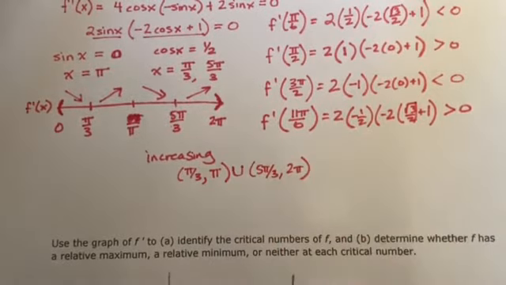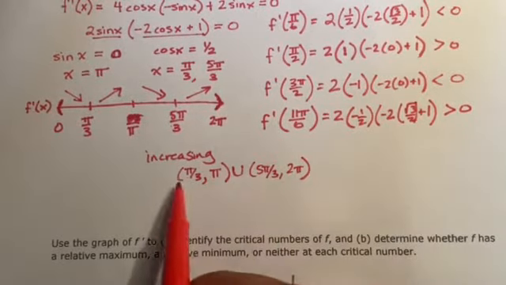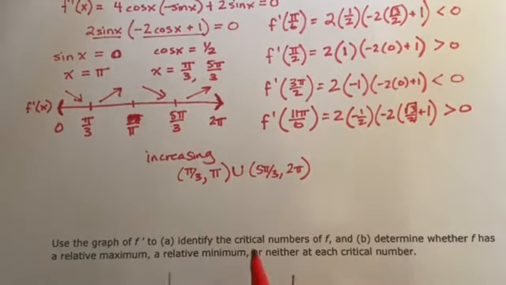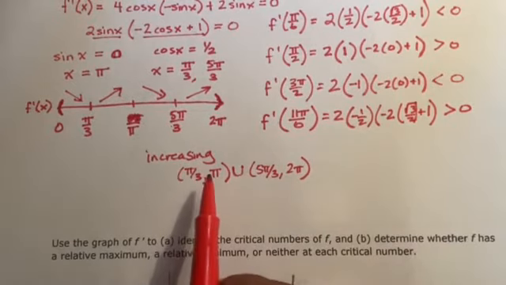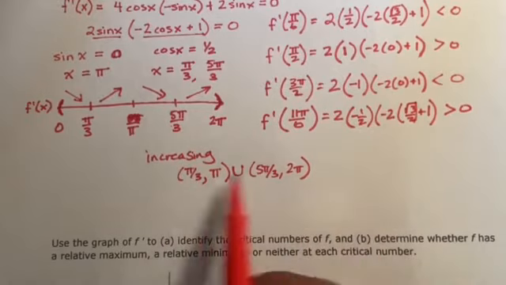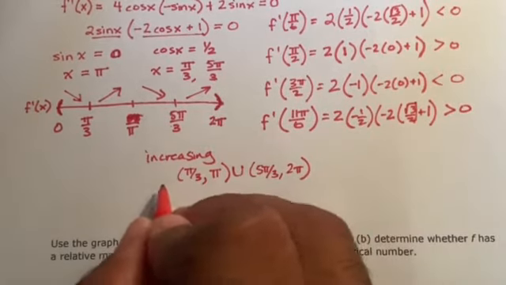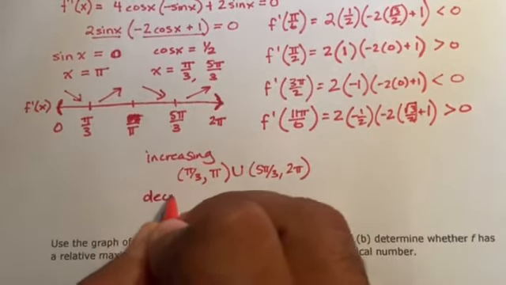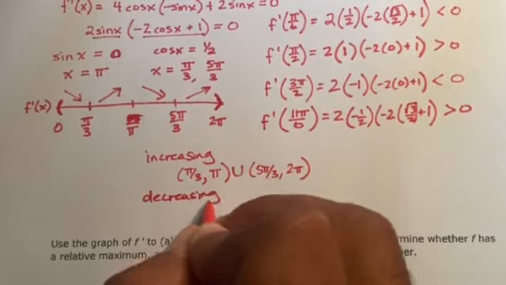WebAssign doesn't make you use interval notation. I put the union symbol in between there just to show it's increasing on both of these intervals. I believe in WebAssign you just have a multiple choice of different intervals to pick, and you want to pick those two. Where is this function decreasing? Same idea, just pick the other two intervals, right?